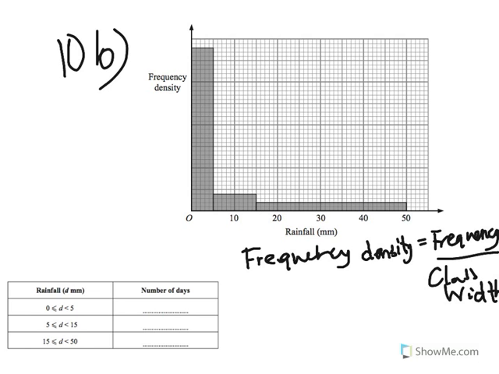Okay, 10B. We're given a histogram showing information for the rain in November, which has 30 days. They're showing a histogram of frequency density against rainfall. Now what is frequency density? First look at this equation before we start this question.